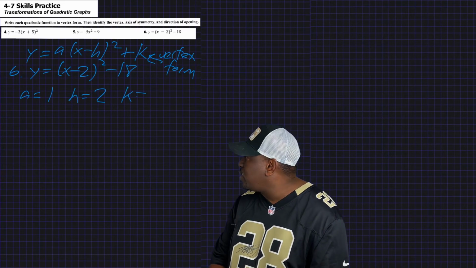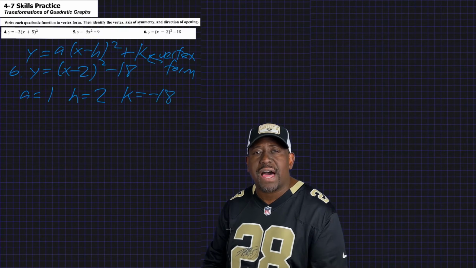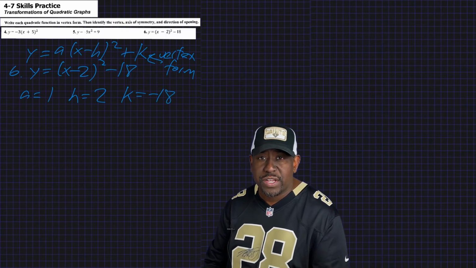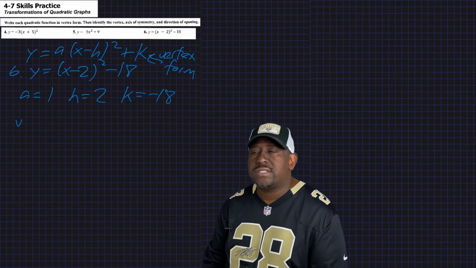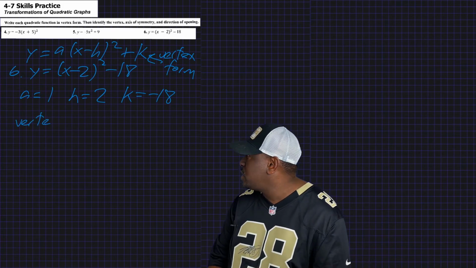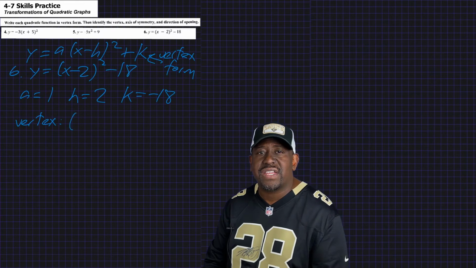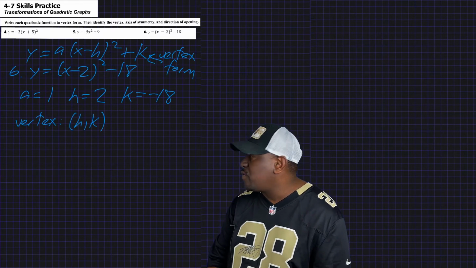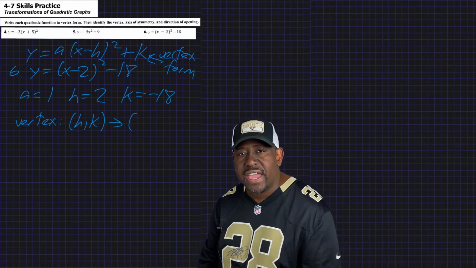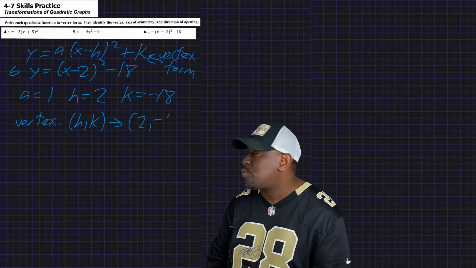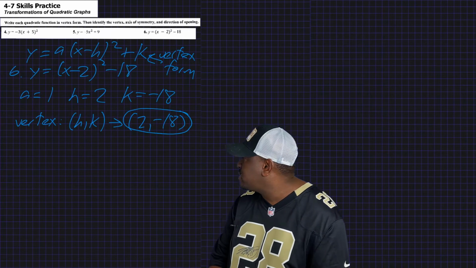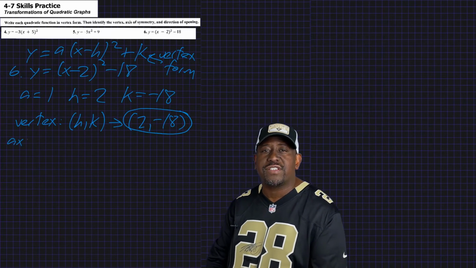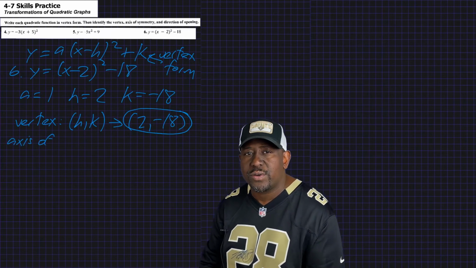That's why you always want to write the vertex form above whatever quadratic function you get. And so like we did in the last problem, we will pull out a, h, and k, the major components that allow us to answer these questions. a is 1, h is 2, and k is -18. So since our vertex is in the form of (h, k), we know the vertex in this problem will be (2, -18). And so we write it and we circle the answer, letting us know that's our final answer.